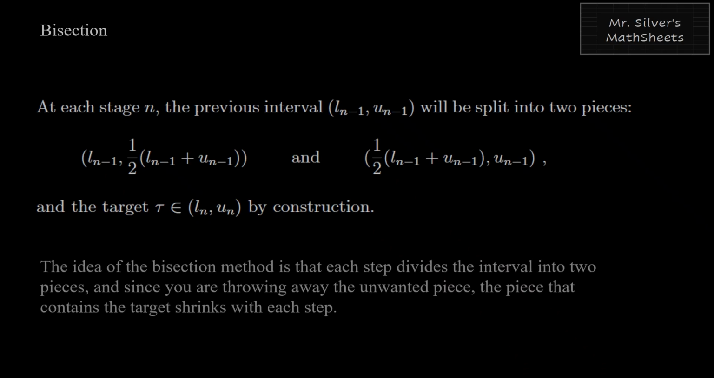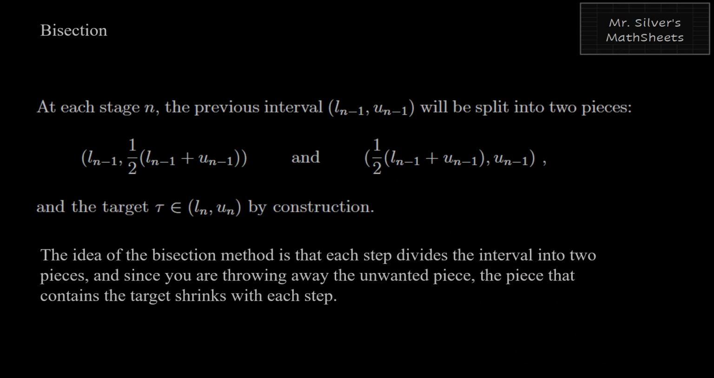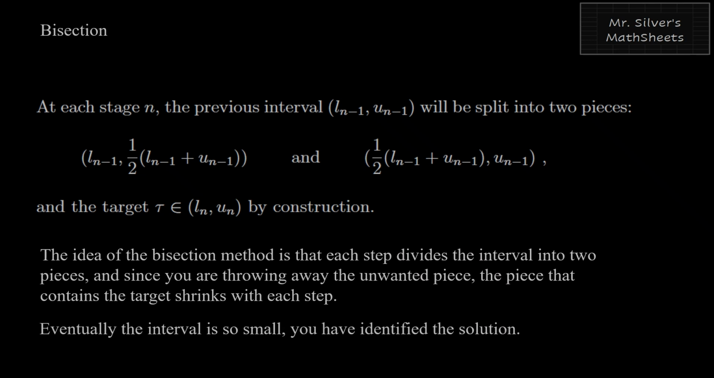So in each iteration, we're dividing it into two pieces and throwing away the unwanted piece. The piece that contains the target shrinks with each step. Eventually, the interval is so small that you have identified the solution.